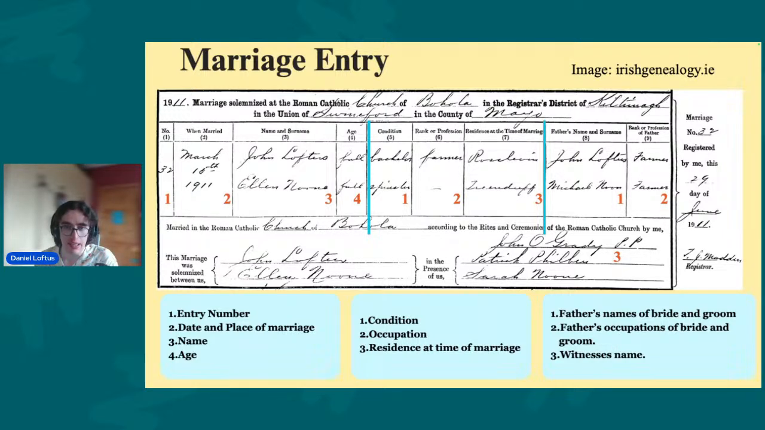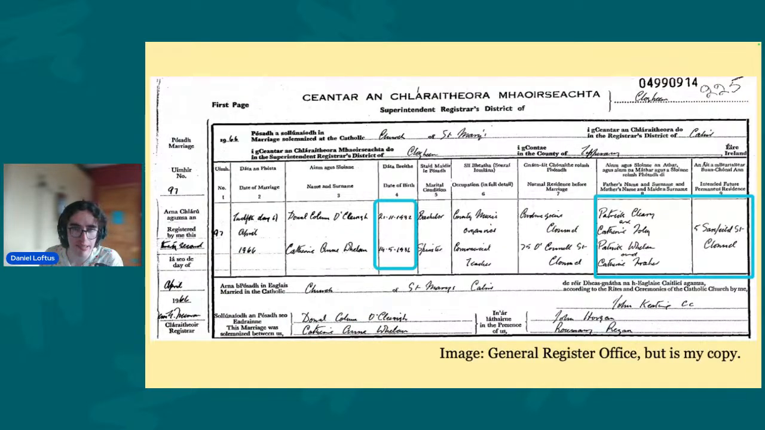And that's that one. However, in 1956, and the way I know is it was the year after one set of my grandparents got married, they introduced a new format for marriages. So in 1956, they added some new things, and I want to show you an example of that. This is my grandparents, Donal O'Clery and Catherine Ann Whelan. I've highlighted in the blue boxes what's new. The first blue box is, instead of age, they've changed it to date of birth.